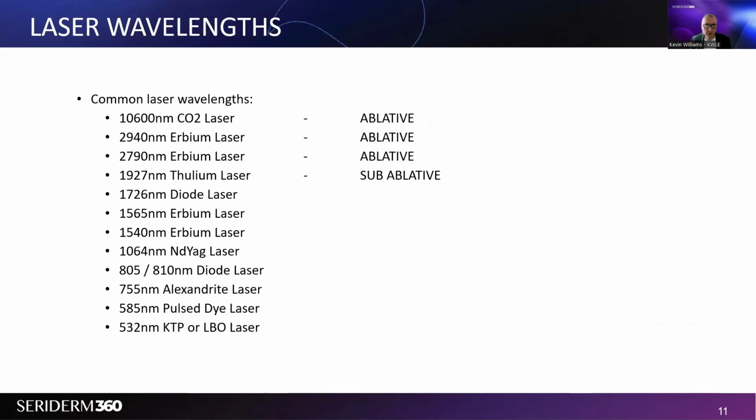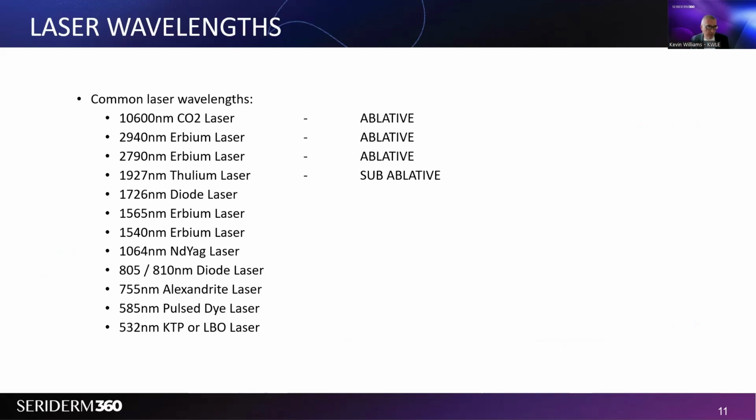So if we look at common laser wavelengths that are used, there's the CO2. I'm going to do a whole webinar on CO2 because it's a really trendy laser at the moment, and that's an ablative laser. Then you get the 2940, often referred to as a cold laser because it doesn't produce heat. We'll look at that later as well. Then you get a 2790, which is somewhere in between. Then you've got the thulium laser, which is this incredible technology called subablative, which we're going to touch on today, but go into depth in episode 2.